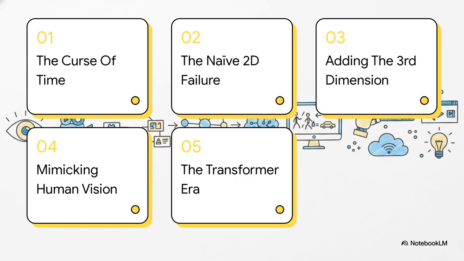So here is our roadmap for today's explainer. We'll start with 1, the curse of time, then explore 2, the naive 2D failure. Next, we'll look at 3, adding the third dimension, 4, mimicking human vision, and finally, 5, the transformer era.